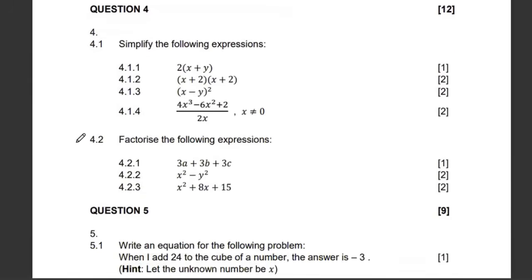Question number 4, simplify. Now, whenever the question asks you to simplify, chances are high you're opening brackets. We're not solving anything. Okay, so if we have brackets and they're asking us to simplify, open the brackets using the FOIL or using the distributive property. So 2 times x, we shall get 2x. And then 2 times y, we shall get 2y.